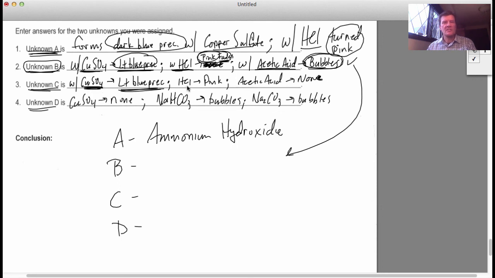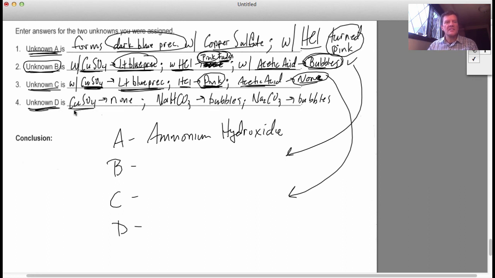So that narrows it down a little bit. Then I did HCl and it was pink. It turned pink. And then I'm going to do one more just to narrow it down because I'm not quite sure between a couple. So I did acetic acid and I had no reaction, no evidence. So now from that information, you have to tell me what unknown C is.